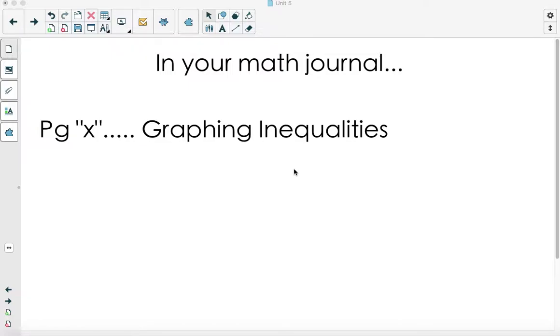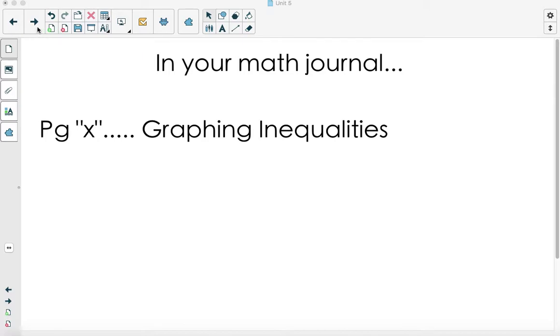Hey everyone, today's lesson is on graphing inequalities. So in your math journal, I want you to open up to your table of contents and write this title, Graphing Inequalities. Then go ahead and open up to your next blank page in your math journal, and again write this title on that page. We'll cut out your notes and tape them in later after we're done writing.